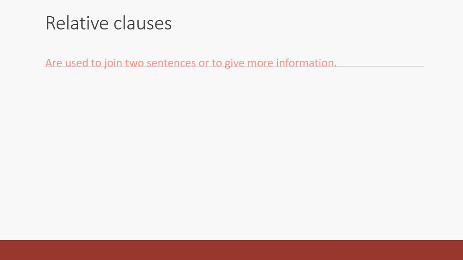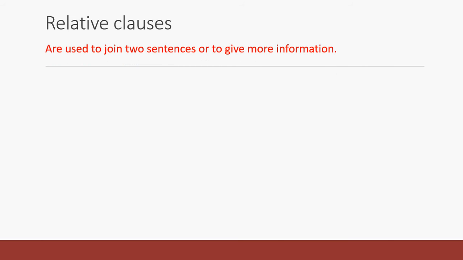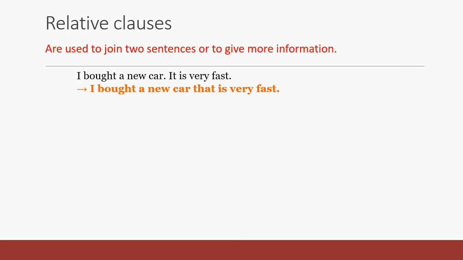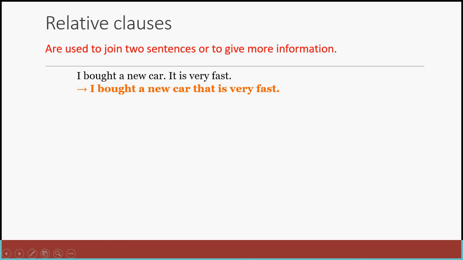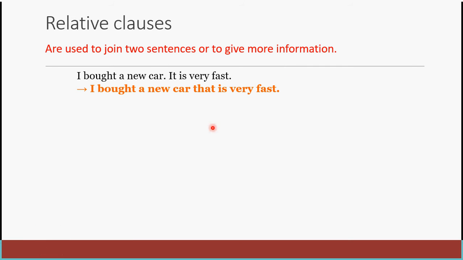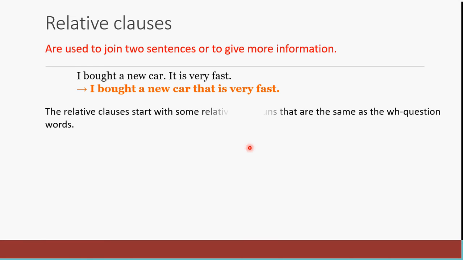In the last video, we said that relative clauses are complex sentences that are used to join two sentences or give more information. I bought a new car, it is very fast, can sound better saying I bought a new car that is very fast. In this case, we're using that as the relative pronoun to have a more complex sentence.